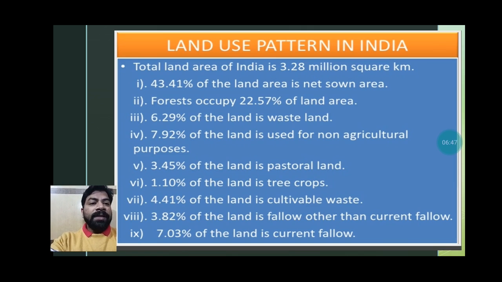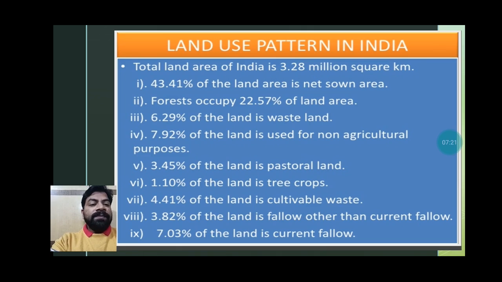7.92% of the land is used for non-agricultural purpose. You can include construction work also. 3.45% of land is pastoral land. It means grazing land. 1.10% of the land is tree crop where you will see the orchard. 4.41% of land is cultivable wasteland. It means land is cultivable but it is not in use.